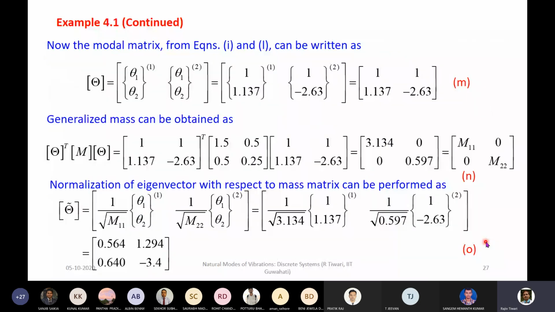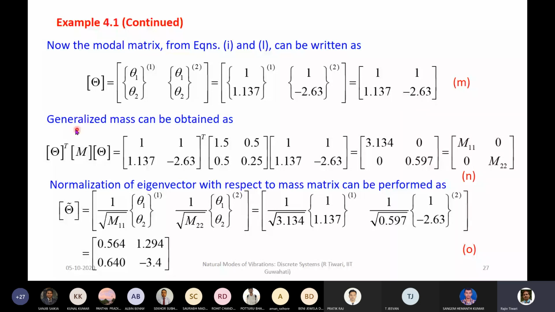These two eigenvectors can be put in a matrix. This is the first eigenvector, this is the second eigenvector. This corresponds to the first natural frequency, and this corresponds to the second natural frequency. If we put in the values, this will be the matrix. This matrix is nothing but the so-called U matrix, which we can use for transformation. This U matrix is the modal matrix.